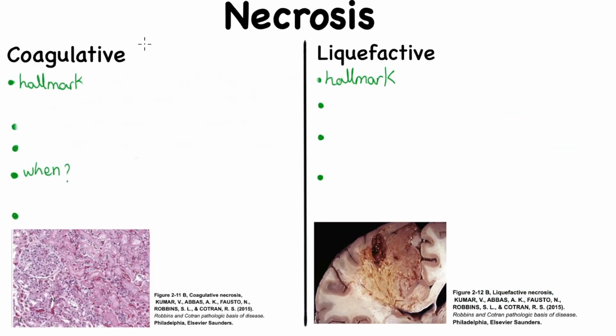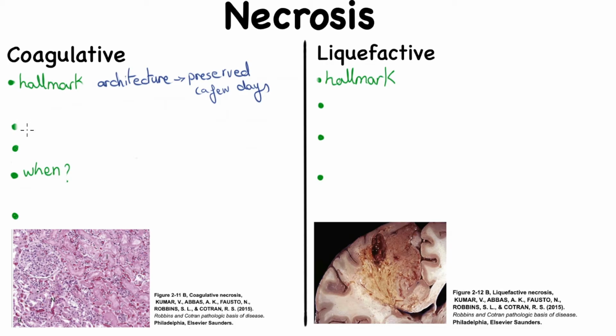Let's talk about patterns of tissue necrosis. We can point out two major patterns of tissue necrosis: firstly, coagulative necrosis, and secondly, liquefactive necrosis. Firstly, talking about coagulative necrosis. In this one, the architecture of the dead cells is preserved for at least a few days.